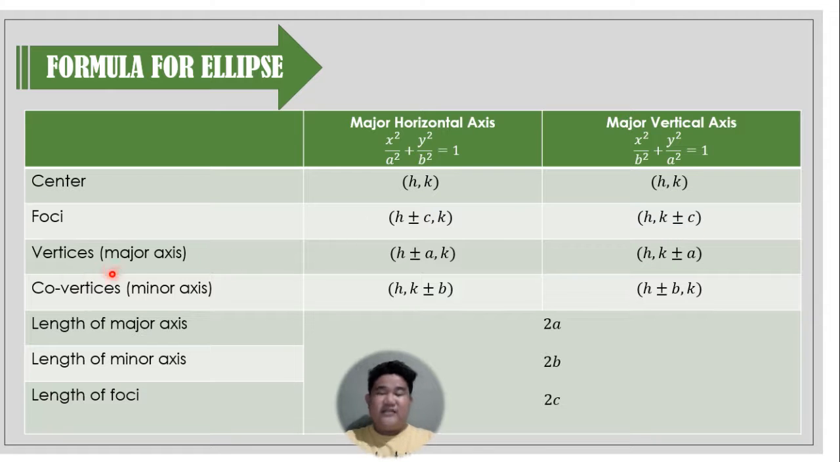And also with vertices, sinabi natin na kapag nasa same sila ng axis ni foci, so the same is true with this. Ang mag-iiba sa kanila is the x-axis. Ang hindi lang mag-iiba or mag-iiba lang ng values, it is in the co-vertices. It is the minor axis. Since our ellipse is major horizontal axis, ang ating co-vertices, ang mag-iiba sa kanya, it is the y values. Kaya andito si positive and negative b. For our major vertical axis, it is in the x-axis ang mag-iiba. Kaya we have the h, positive and negative b.